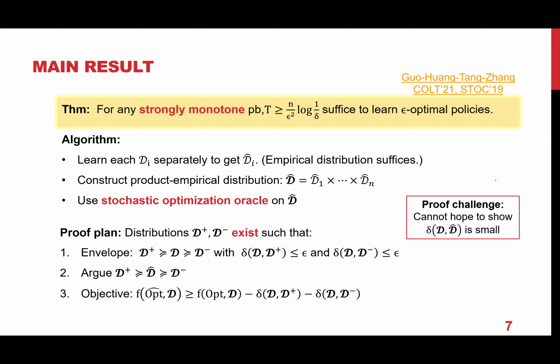We can also separately argue that our learned distribution D hat, the one that we constructed by taking the product of the learned individual distributions, also lies between these upper and lower envelopes. So both D hat and the true distribution lie between these two envelopes. Turns out this will suffice. Both these things simultaneously holding will suffice to argue that the value of our learned algorithm on the actual distribution is at least the true optimum minus 2 epsilon.